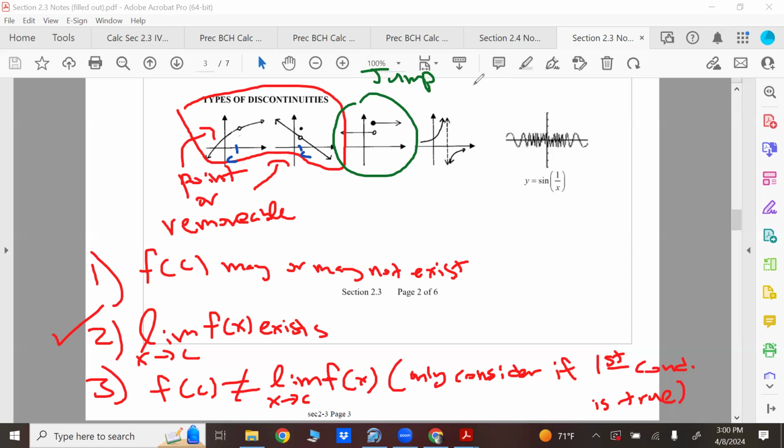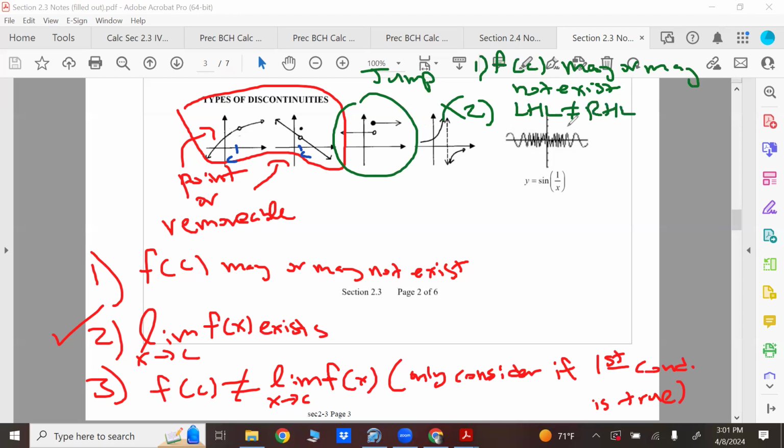So for this one here, f(c) may or may not exist. But for sure, this one's out, implying that the limit as x approaches c of f(x) does not exist.